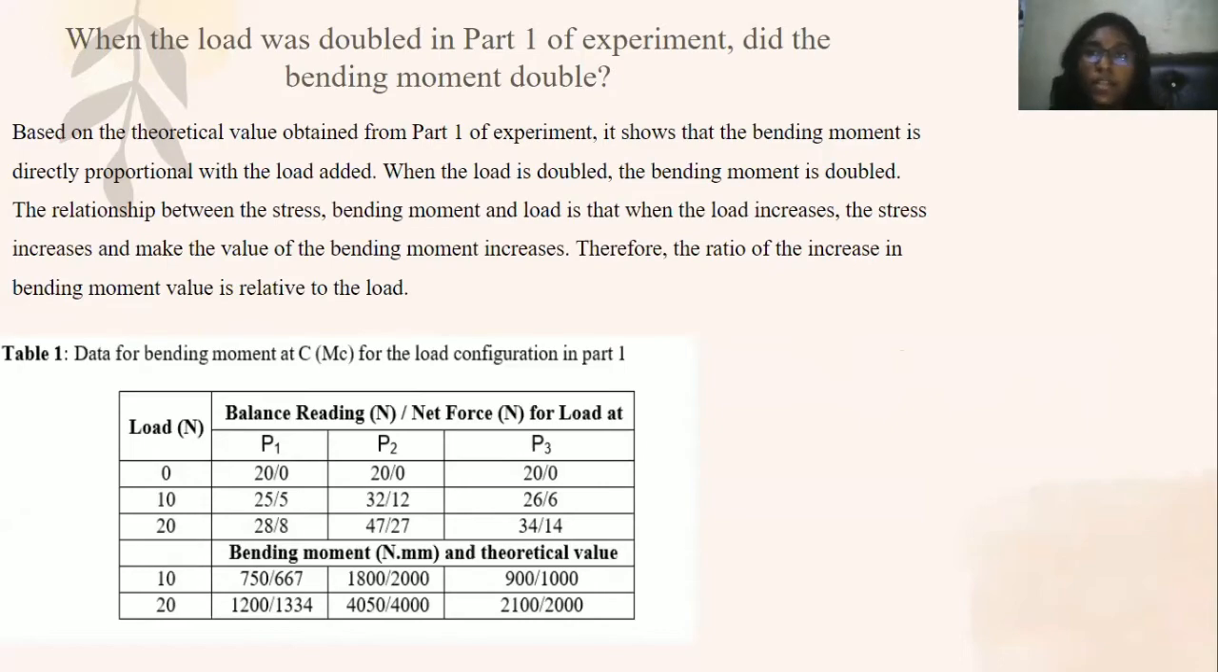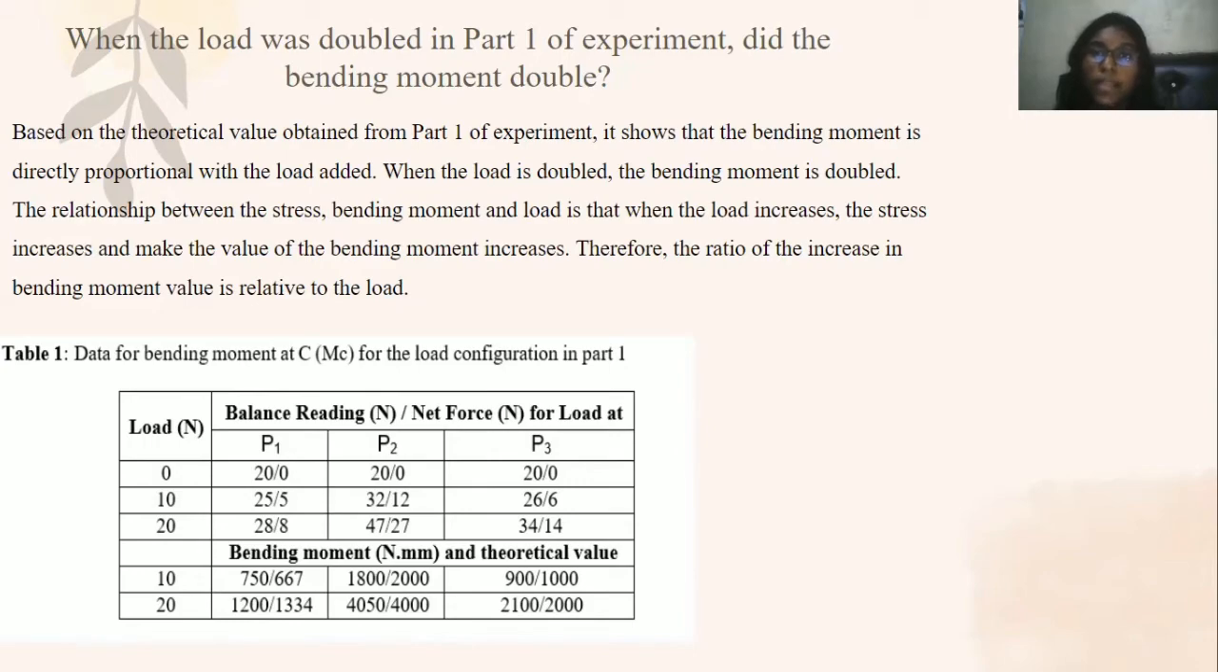As stated in the table for part 1, the experimental and theoretical values of bending moment are almost the same. When the load P1 equals 10 Newton is applied, experimental bending moment is 750 Newton millimeter, while theoretical bending moment is 667 Newton millimeter. When P1 increases to 20 Newton, experimental bending moment and theoretical value are 1200 Newton millimeter and 1334 Newton millimeter respectively. When P2 and P3 is 10 Newton, the experimental bending moment are 1800 Newton millimeter and 900 Newton millimeter, while the theoretical value is 2000 Newton millimeter and 1000 Newton millimeter.